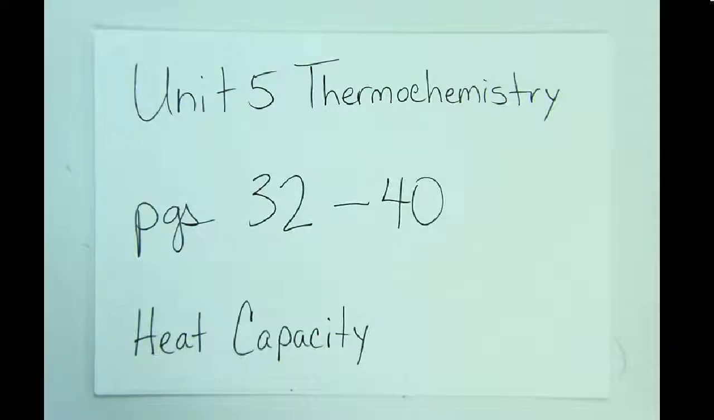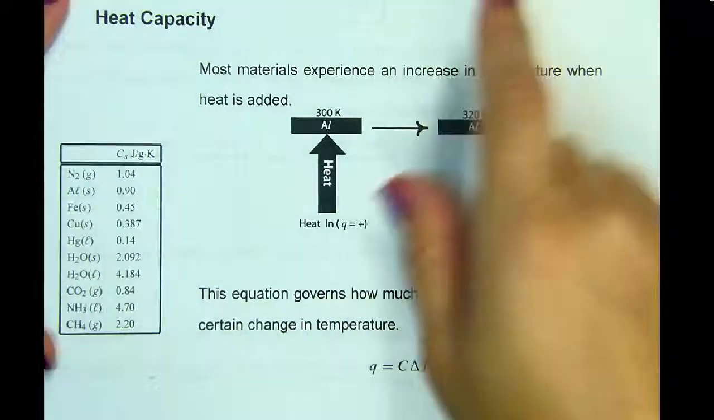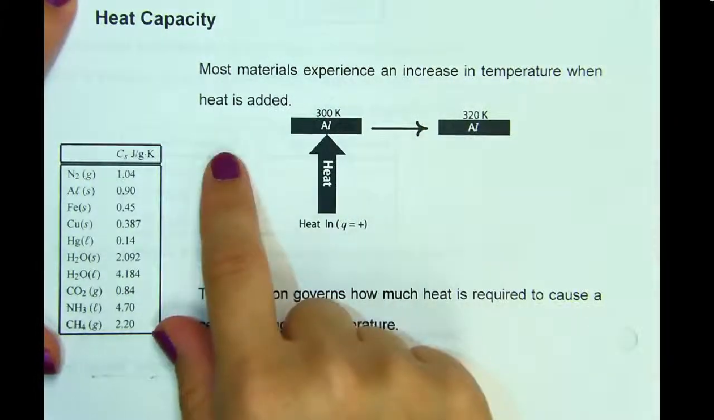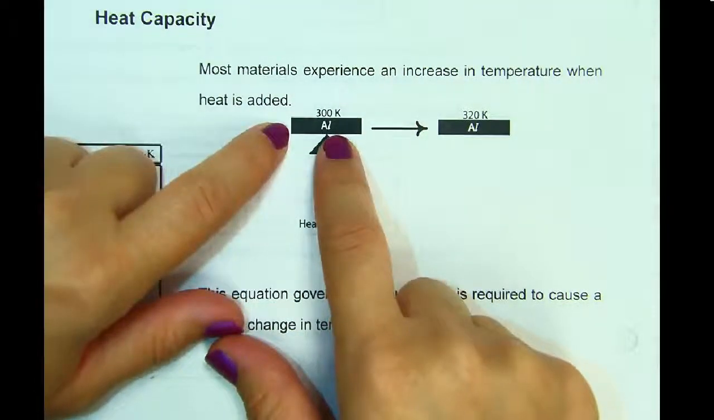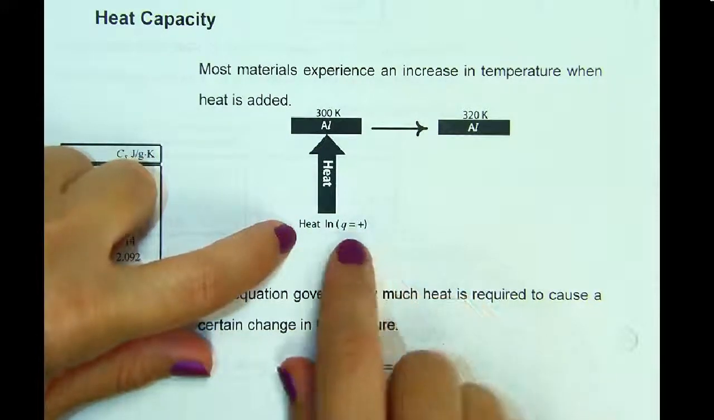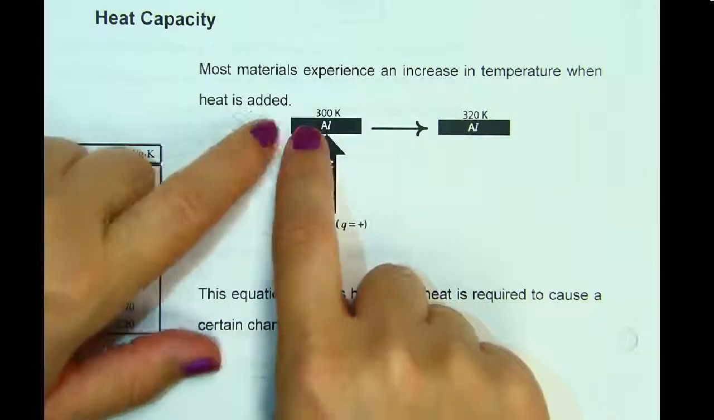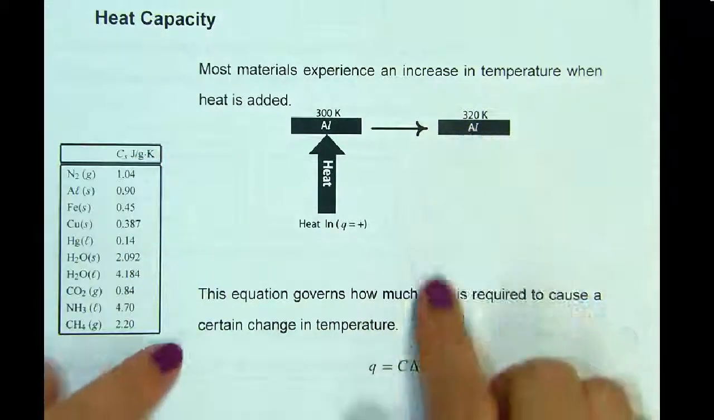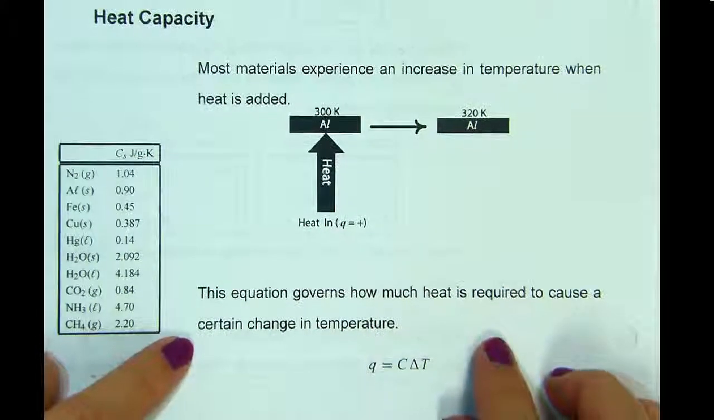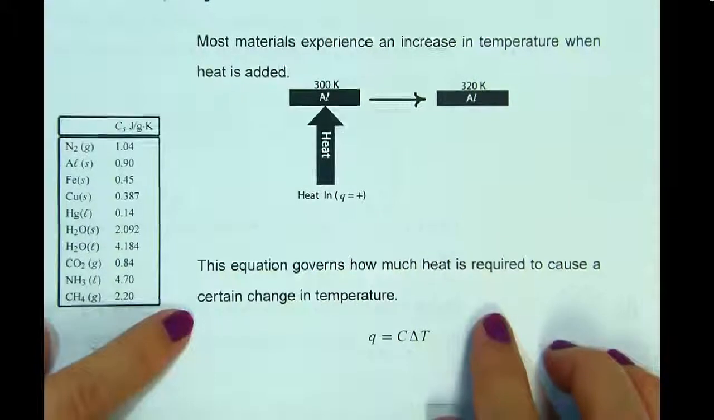Unit 5, Thermochemistry, pages 32 to 40, heat capacity. Most materials experience an increase in temperature when heat is added. So here's aluminum at 300 Kelvin, and if you were to add heat, or if Q is positive, then it would increase in temperature. This equation governs how much heat is required to cause a certain temperature change.